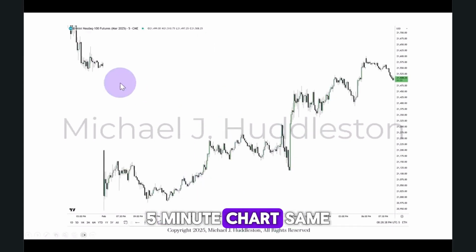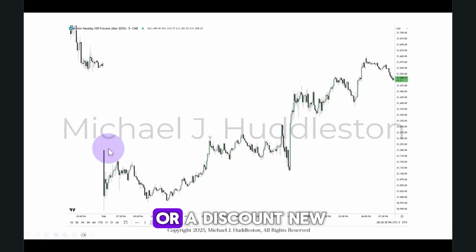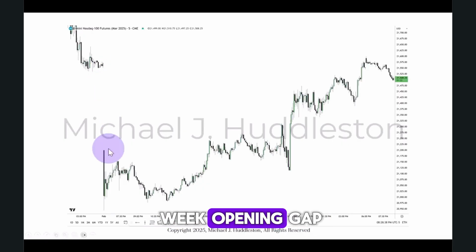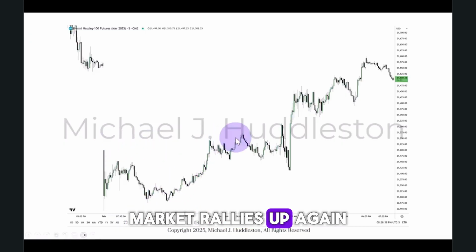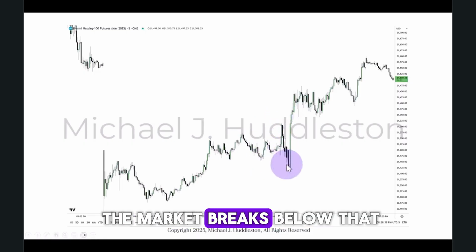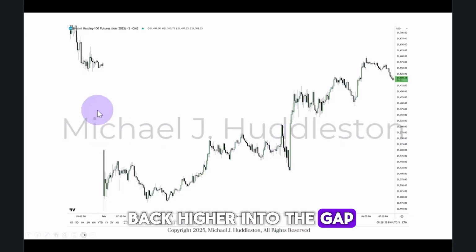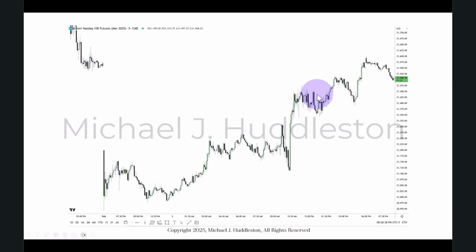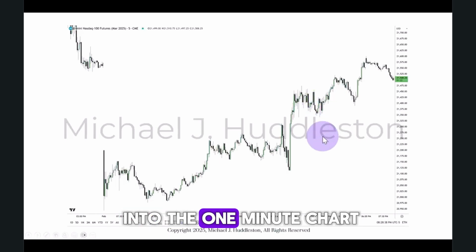5-minute chart, same new week opening gap. It's a gap lower or a discount new week opening gap. Market rallies up. Again, relative equal lows, sell side there, and the market breaks below that and then sends it back higher into the gap. All of this price action in here, I'll talk about that when we get down into the 1-minute chart.